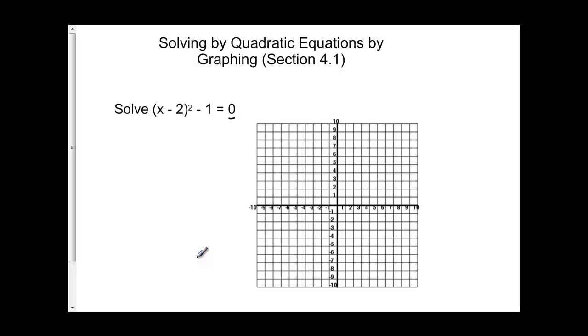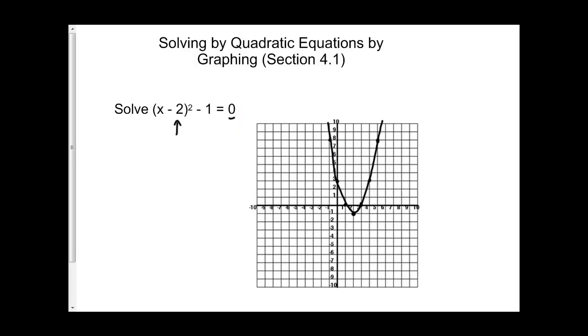The first thing we need to do is look for where the vertex is going to be. Our x value here is 2, so we're going to go 2 in the positive direction, and our y value is going to be -1. Since there is no number in front of our squared term, we're just going to follow the regular pattern of squares and go over 1 up 1, over 2 up 4, and over 3 up 9. We're going to do that going the other way, over 1 up 1, over 2 up 4, and over 3 up 9, and draw our graph. So there's our graph of our equation.